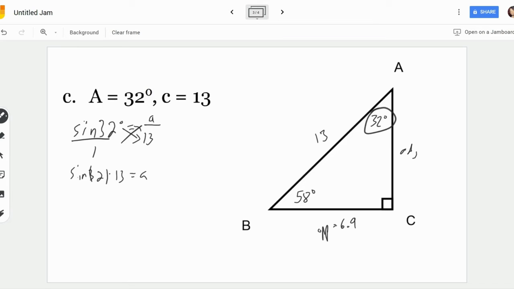And now maybe I'll use trig again this time to figure out the other side. Everything's the same. I would just use cosine this time because that gives me adjacent and hypotenuse. Cosine of 32 is the side B, which is adjacent to A, over 13. And this is the exact same cross multiplication thing. You're going to get cosine 32 times 13, which is B. Cosine 32 times 13 is 11, just 11.